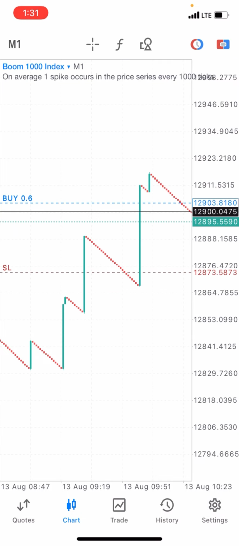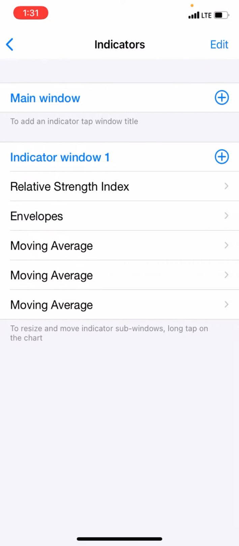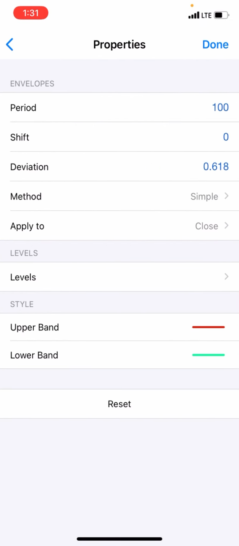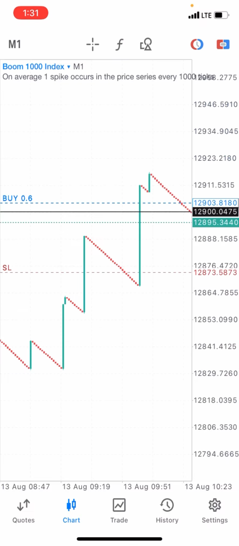The next thing you want to do is add your envelopes: period 100, shift 0, deviation is 0.618. Method is simple, apply to close, upper band, lower band. You can see I chose the colors red and green. You can use any color of your choice. You just click done when you're done with that.